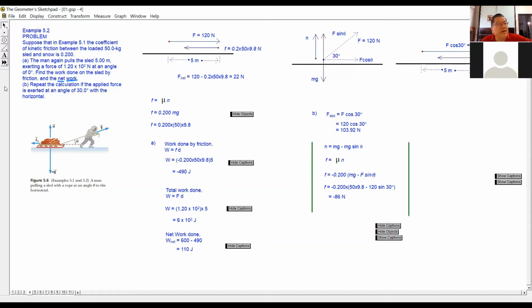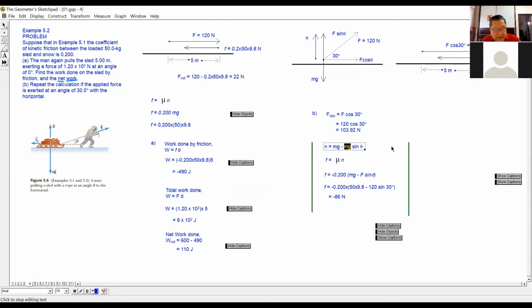This is not mg sine theta. I typed wrongly. This is F sine theta. Sorry. Sometimes I type wrongly. Okay, so the normal reaction is mg minus F sine theta, the component of the force that is lifting the load.